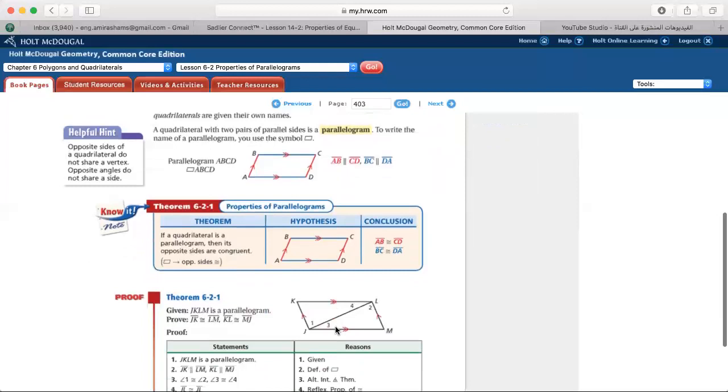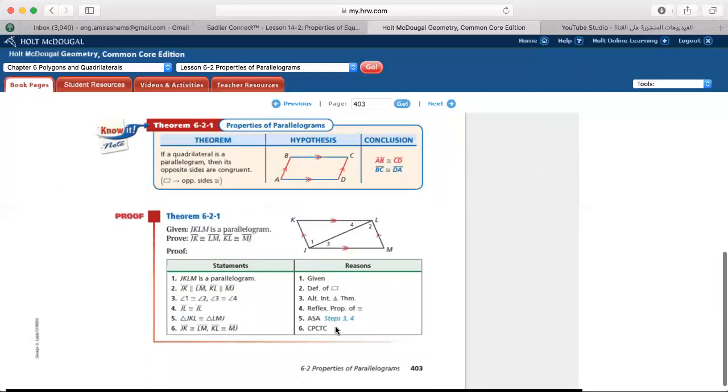Okay, here is the proof of the theorem. I just want you to read it with me. Don't study it, but just know it and understand it and read it with me now. I want to prove this theorem. Given that JKLM is a parallelogram, prove that JK is congruent to LM and KL is congruent to MJ.